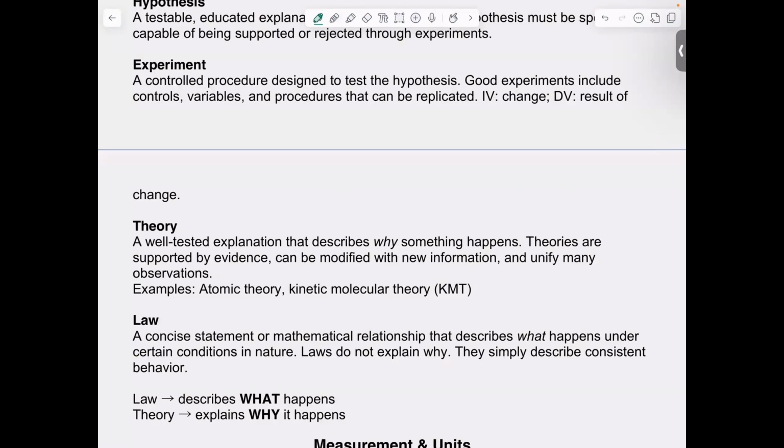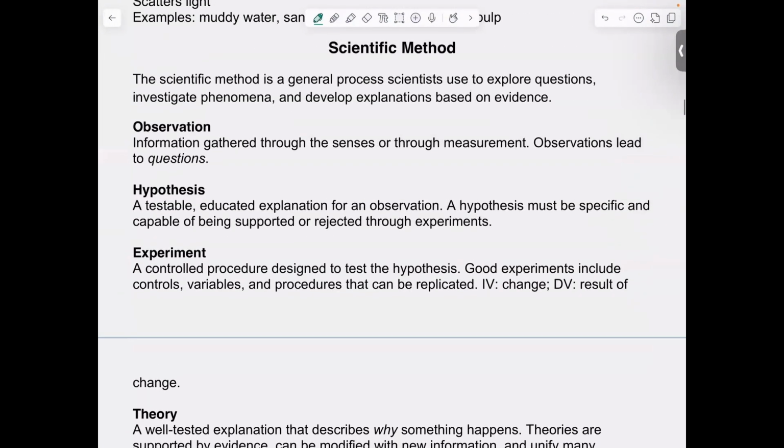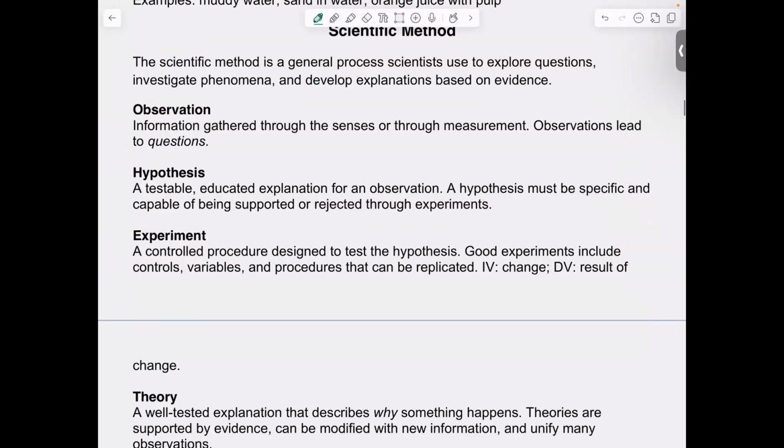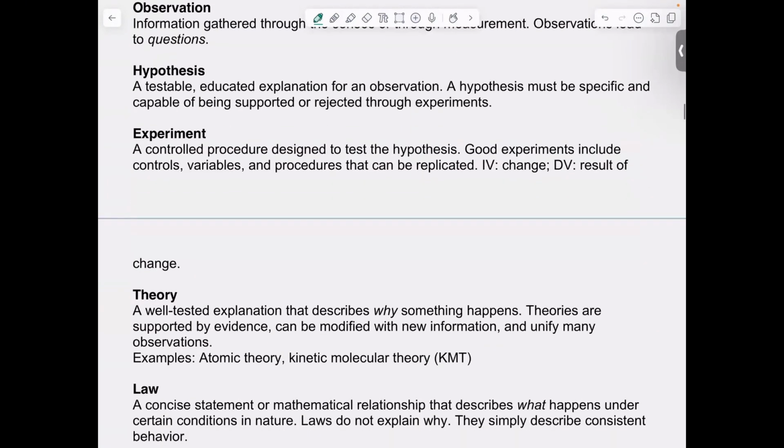So that's it for this video. Again, we're just recapping the scientific method with observations, hypotheses, and experiment, and then the difference between theories and law.